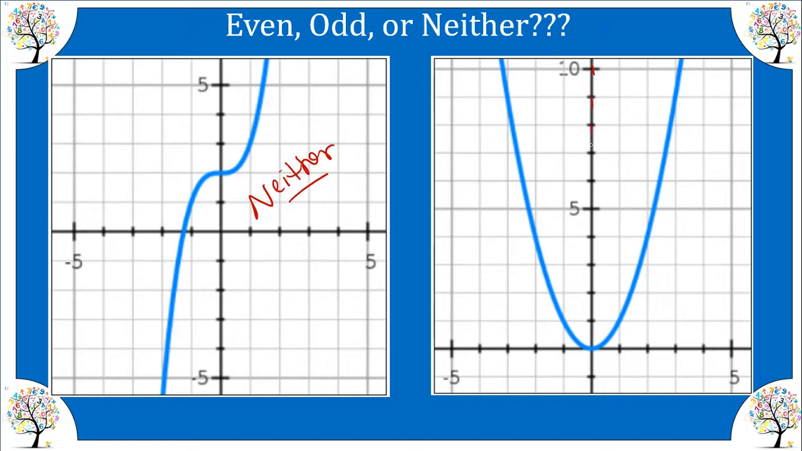This parabola is symmetrical about the y-axis. So let's pick 2 points to prove it. We have when x is 2 and when x is -2, we can see that our outcomes are the same. So this is even.